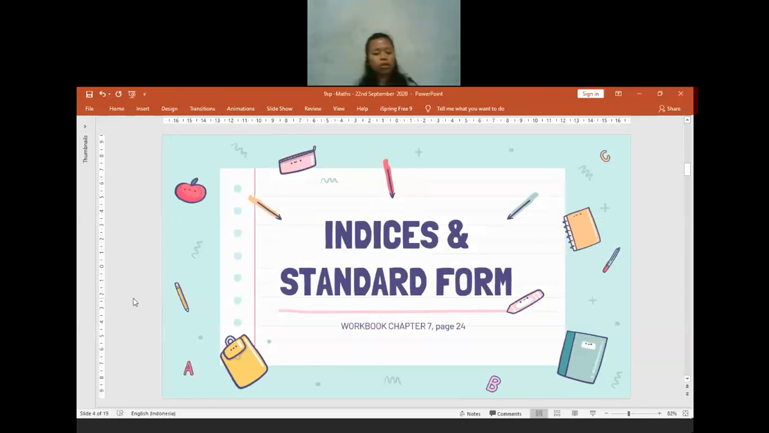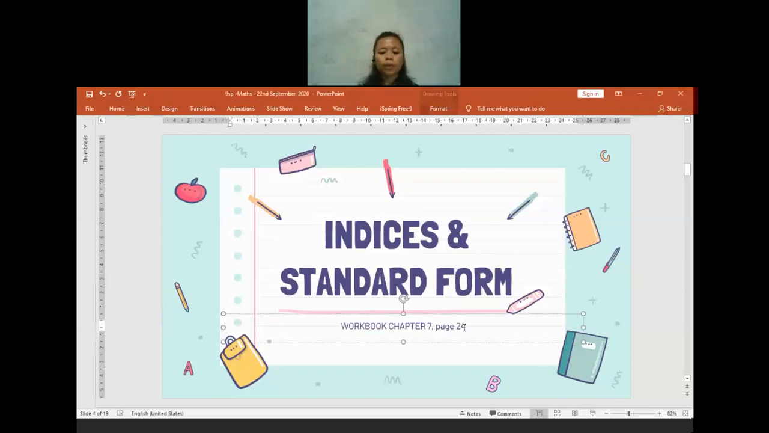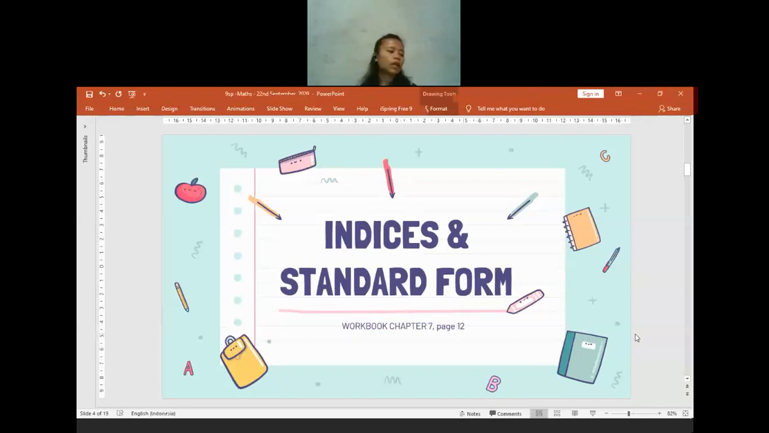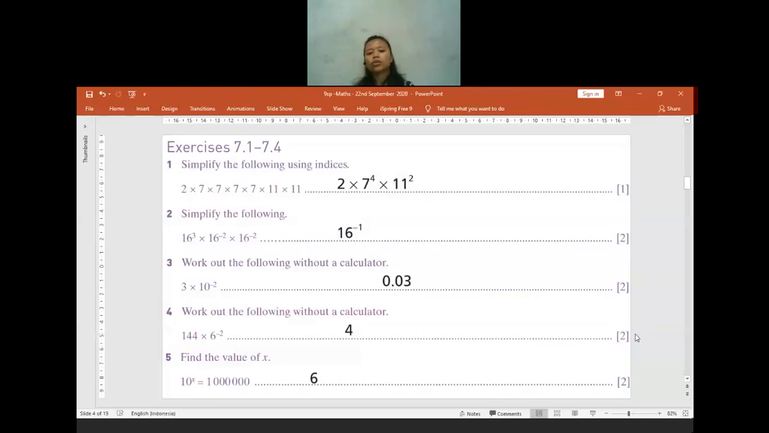I think the page is wrong. It's not page 24. I think it's page 12. Wait, I think I forgot to change it. It's supposed to be workbook chapter 7 page 12. Please kindly open your workbook chapter 7 page 12. This is about indices and standard form. Yesterday I already asked you to try to do it at home. I hope that some of you already tried to do it at home so I can directly discuss it with you.